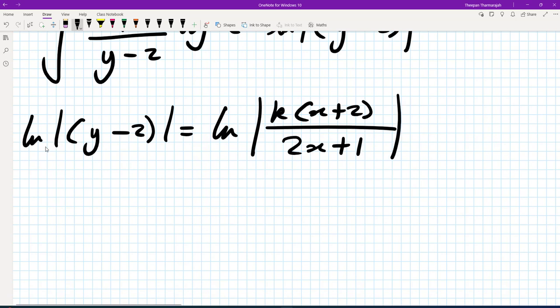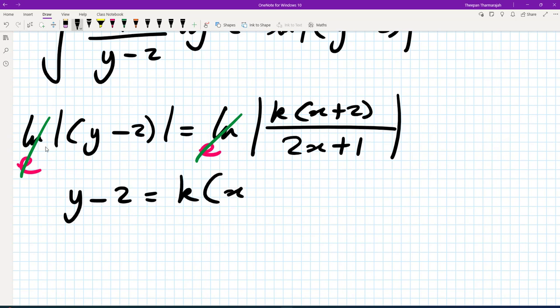Now we are going to anti-log both sides. So the e and the ln cancel. And what we end up with is y minus 2 is k times x plus 2 over 2x plus 1.